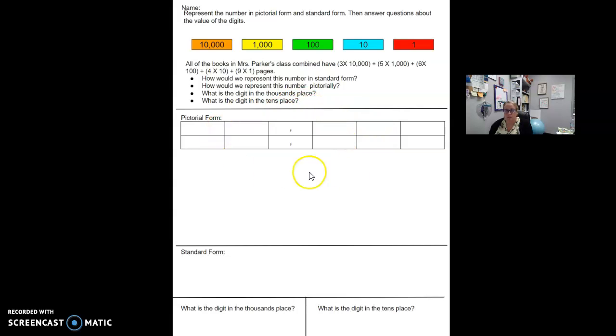So again, you're going to make a place value chart. You're going to drag the place value discs to the right spot. You're going to fill in your place value chart. You're going to tell me what standard form is, and then you're going to tell me what the digit in the thousands place is and what the digit in the tens place is.